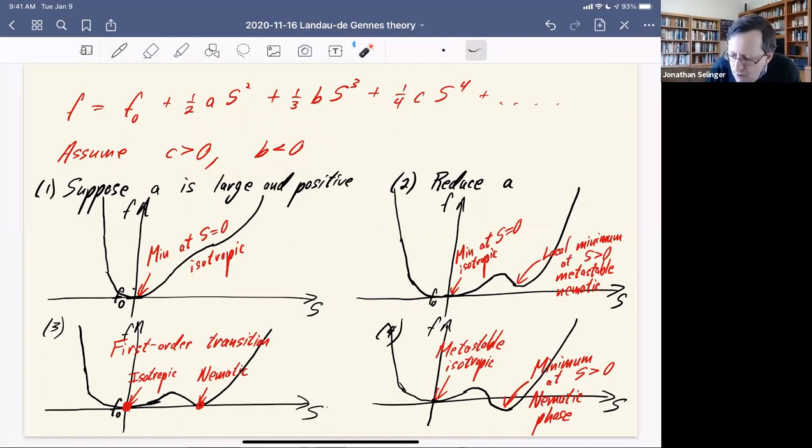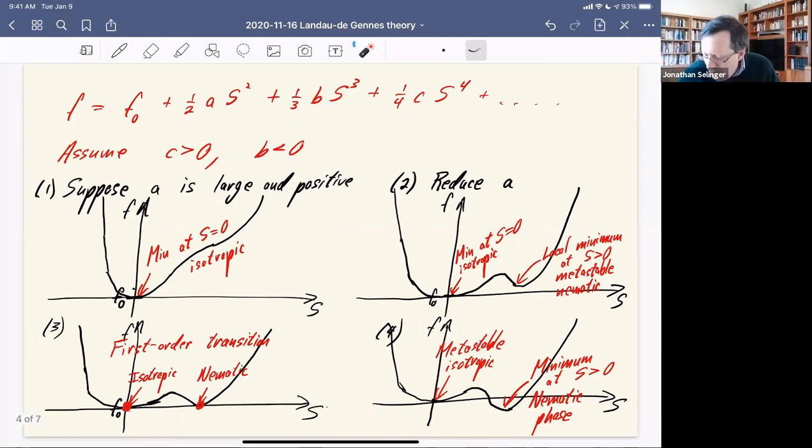If B were positive, by the way, you would have similar kinds of plots, but the nematic minimum would be over on the left side. It would be for negative S instead of positive S, somewhere over there. So that would be the weird case of a negative nematic order parameter, which doesn't occur in experiments very often.